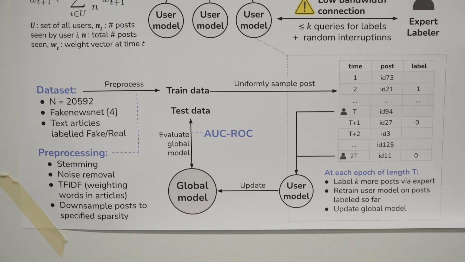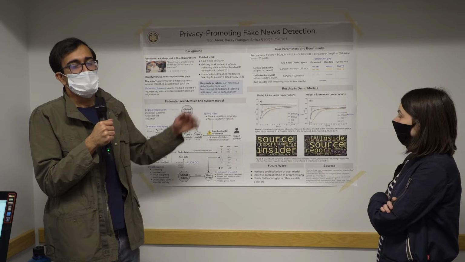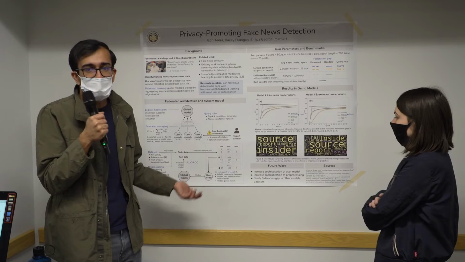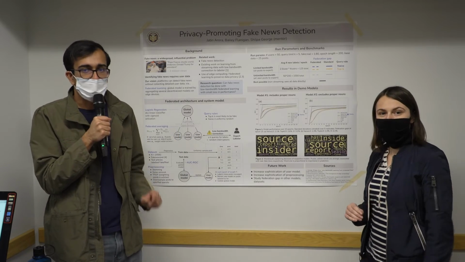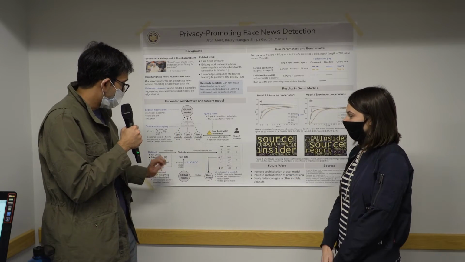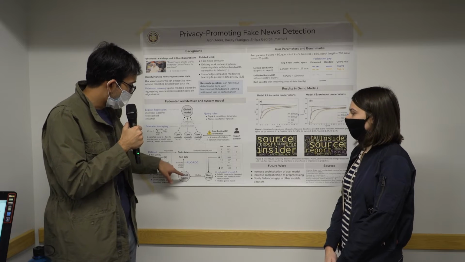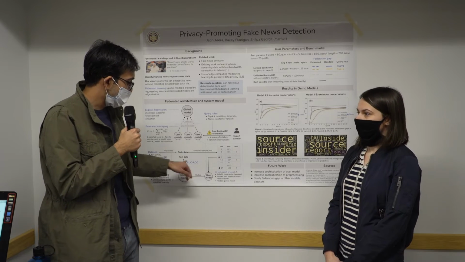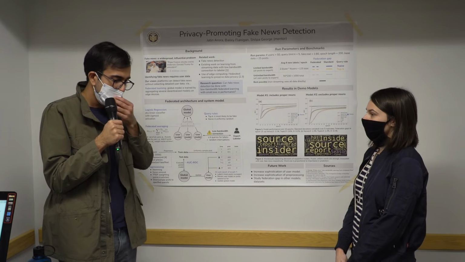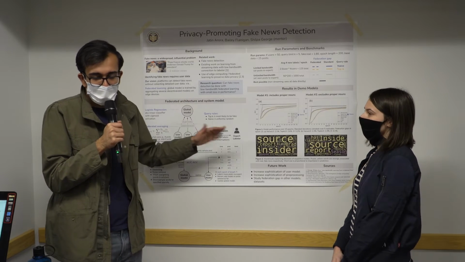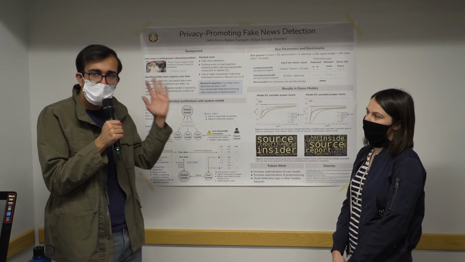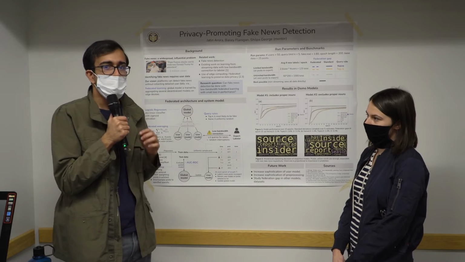And we train each individual user model using that data, and finally send it to the global model at an epoch of length t. And Bailey will talk more about what the epochs are for our evaluation. Then we test our global model on the test data using this metric called AUC-ROC. Think of AUC-ROC like accuracy, but more robust because it checks the model at various thresholds.